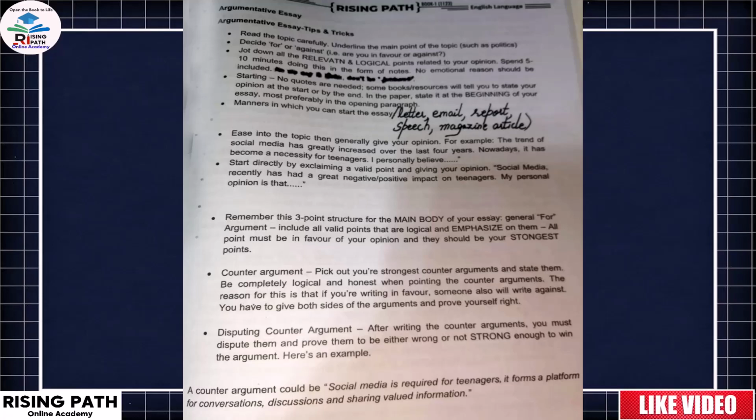So now we are going to discuss how to attempt the argumentative writing task in our directed writing. Some of the tips and tricks are that first of all, you have to read the topic carefully, underline the main point, that is a compulsory part. Then decide for or against, that is, are you in favor or against. Then jot down all the relevant and logical points related to your opinion. Spend 5 to 10 minutes doing this in the form of notes. Of course, when we are going to attempt the directed writing question, we are going to read twice and underline, and then we have to jot down quick notes before we attempt the question.